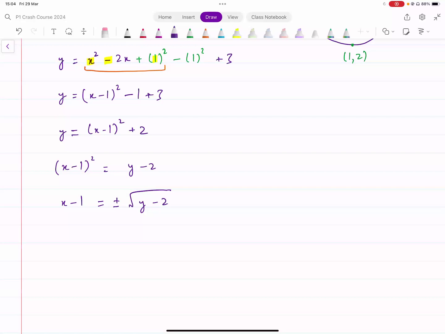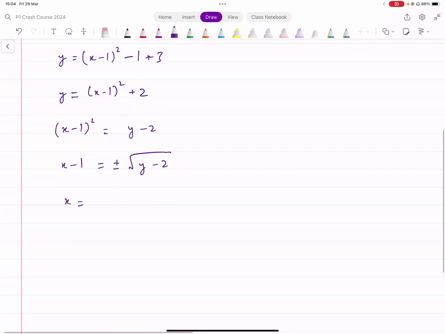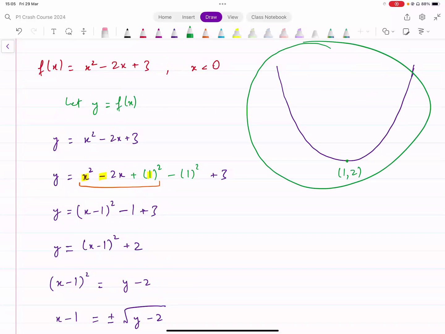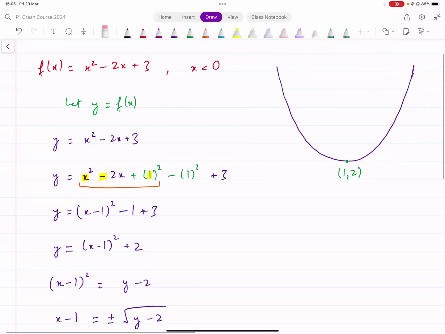Okay. So when you are taking square root, remember always to put plus minus there. Now let's make x the subject. When you make x the subject, it gives you x equals 1 plus minus square root of y minus 2. And that's x made the subject. But now we have not really considered until this point that only this left part of the function is valid until we had this x equal to 0 somewhere. Only this part of this function was valid in this case, right?